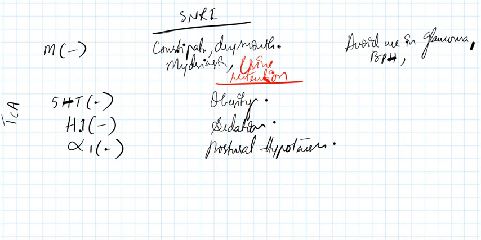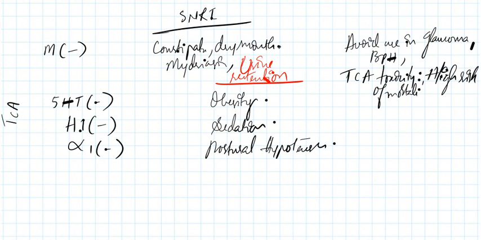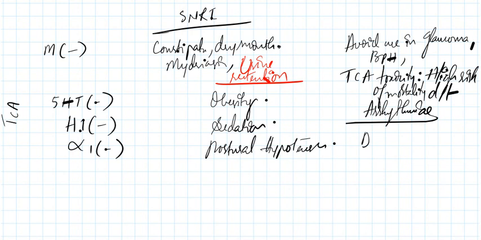Then you can also see TCA toxicity, tricyclic antidepressant toxicity. The high risk of mortality in TCA toxicity is due to arrhythmias. Okay. Now, what is the drug of choice for toxicity of TCA? It is bicarbonate.